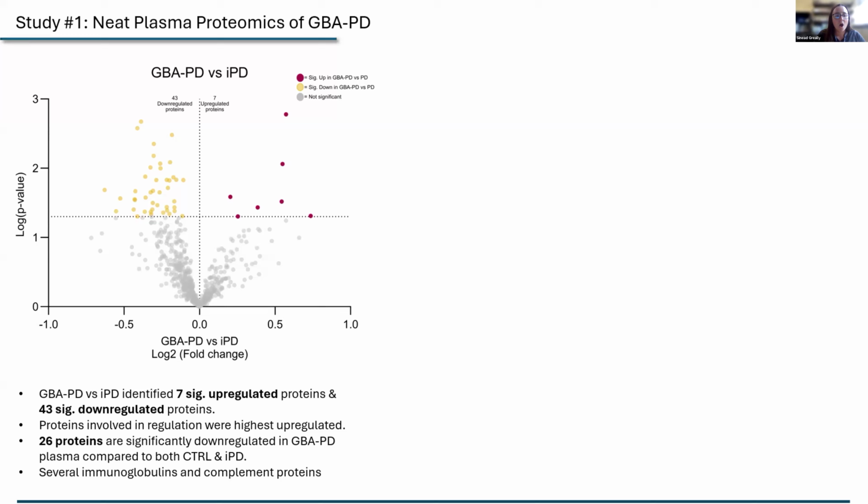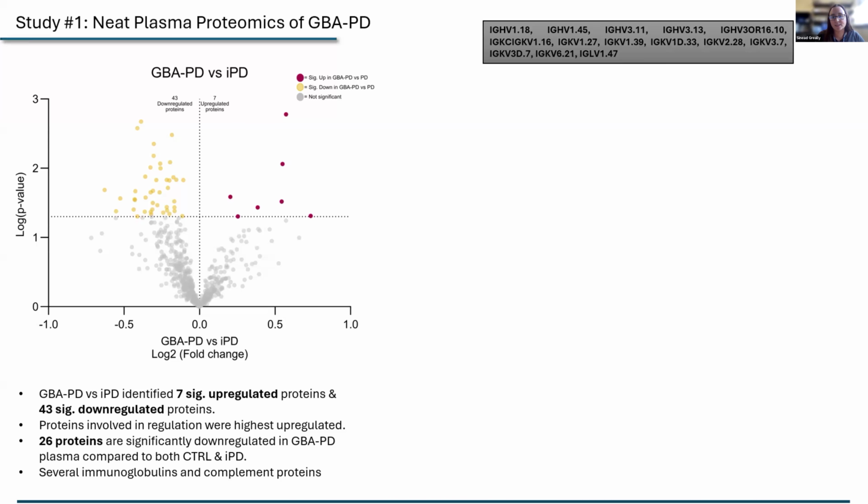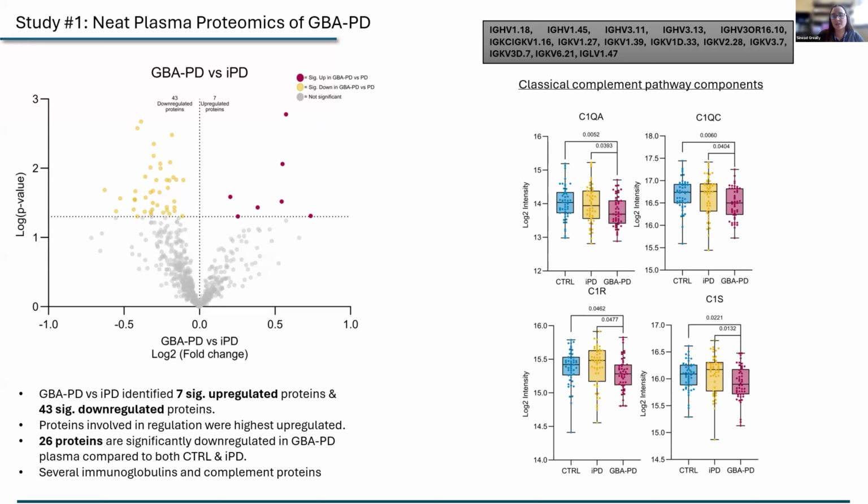Overall, when I looked at what was consistently found in GBA-PD patients versus controls and IPD, 26 proteins were significantly downregulated across GBA-PD versus IPD and controls. These involved several different immunoglobulins and also several of the classical complement pathway proteins were consistently downregulated in GBA-PD versus IPD and also controls.